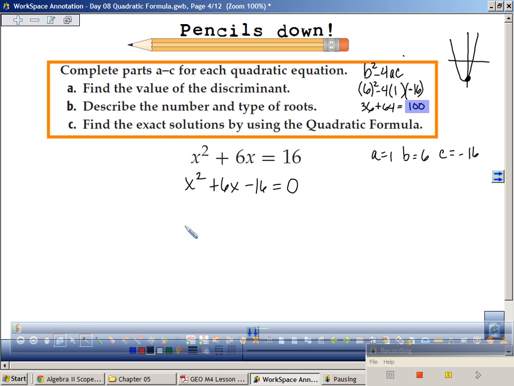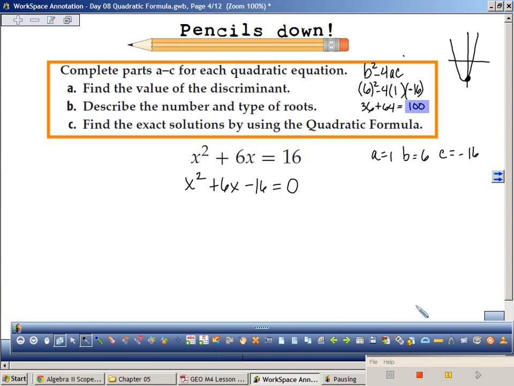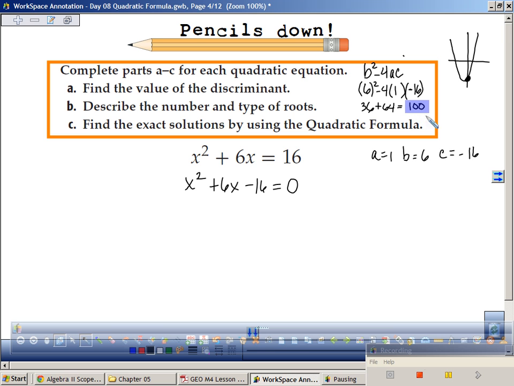Okay. So let's go back and use the quadratic formula. I'm going to show you right now. Because the discriminant is greater than 0, remember, greater than 0, two roots. 0, one root. Less than 0, no roots. And specifically, I know I'm going to be adding and subtracting 10, because when I take the square root of 100, I'm going to have 10, right? So it's going to be real rational roots.